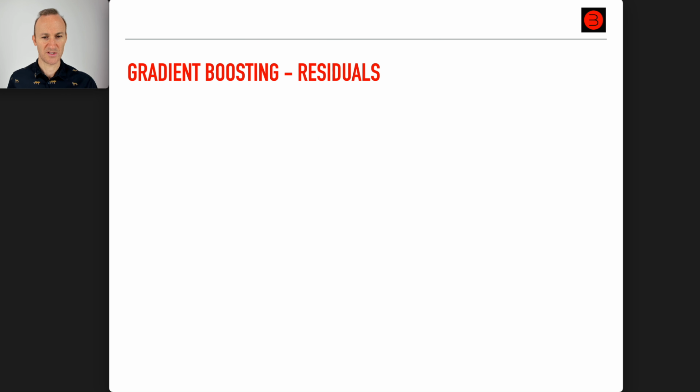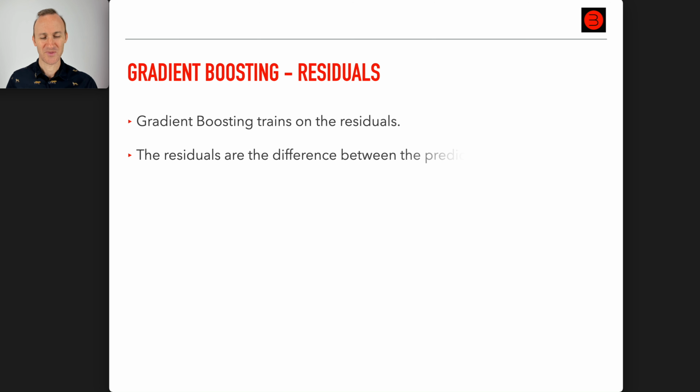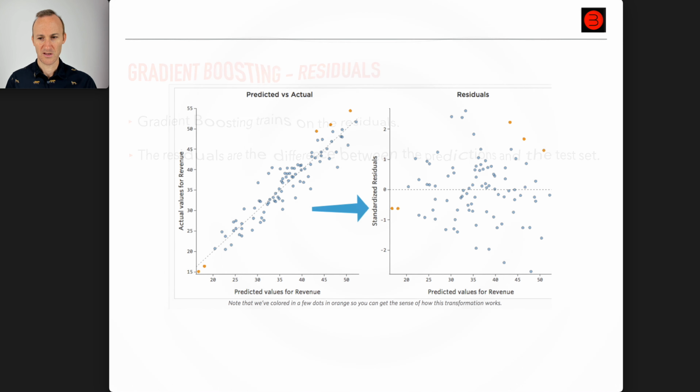So gradient boosting is trained on the residuals. The residuals are the difference between the predictions and the test set, right? This is like the error, what the scoring metric gives you. So, this is just a way to look at it.